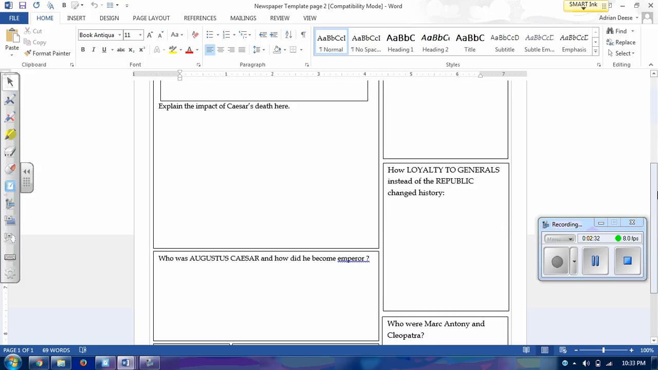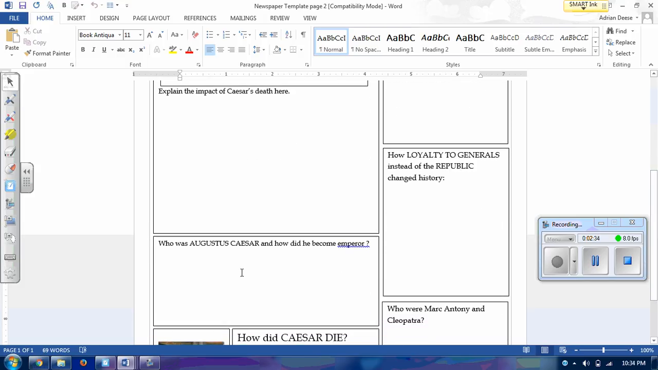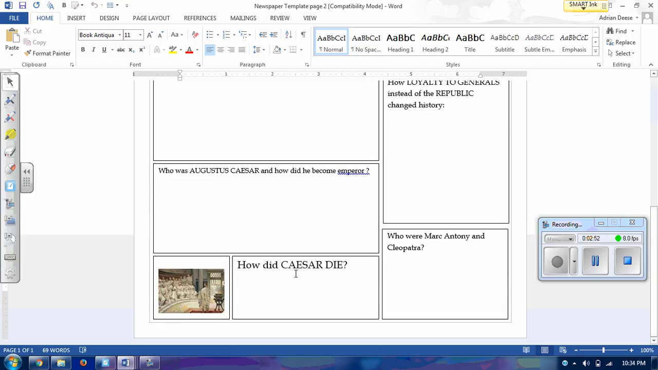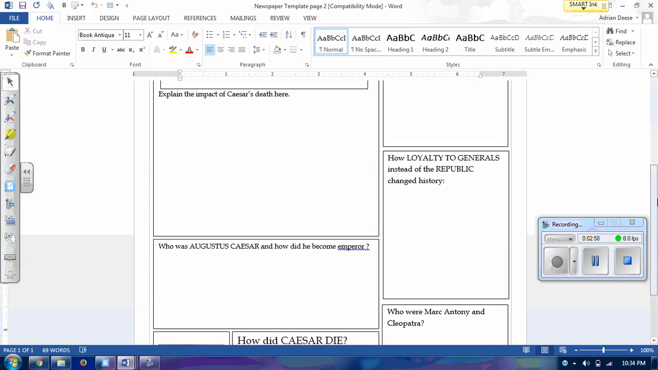If you look down here, it says, who was Augustus Caesar and how did he become emperor? He was Octavian, who was the grandnephew of Julius Caesar. Julius Caesar named him as heir before he died, and so that's how Octavian came to rule. He changed his name to Augustus because he was the first emperor. How did Caesar die? Well, he died at the hands of the Roman Senate. They stabbed him supposedly 33 times, so he was assassinated.